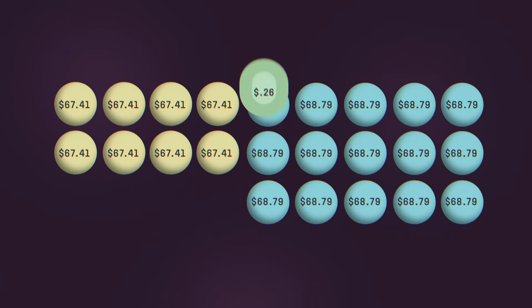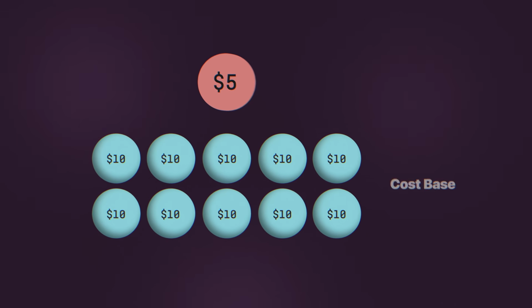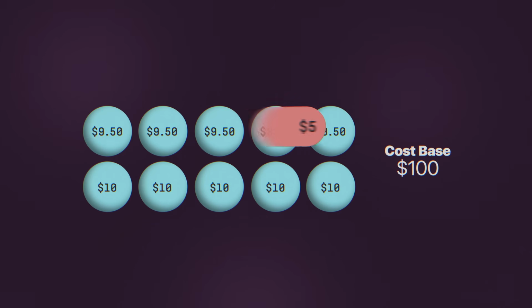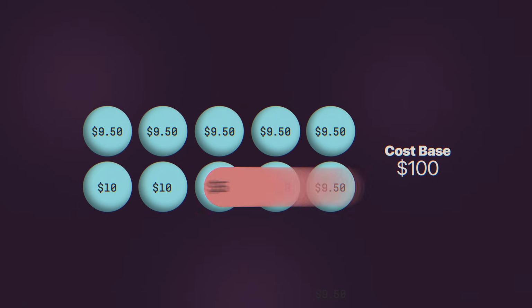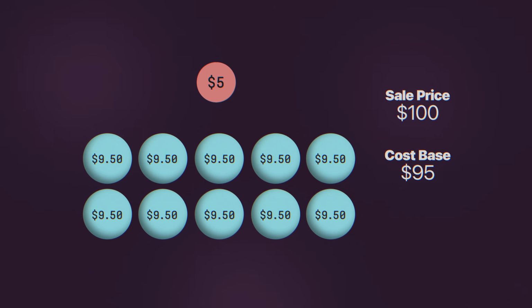Now, cost-based decrease is the opposite, so we'll flip it. Same starting point, 10 shares at $10, giving us a cost base of $100, but this time your AMIT statement shows a $5 cost base decrease. So instead of adding, we subtract. So now your cost base becomes $95. Now if you sell for $100, remember we didn't break even, you actually made a $5 capital gain.